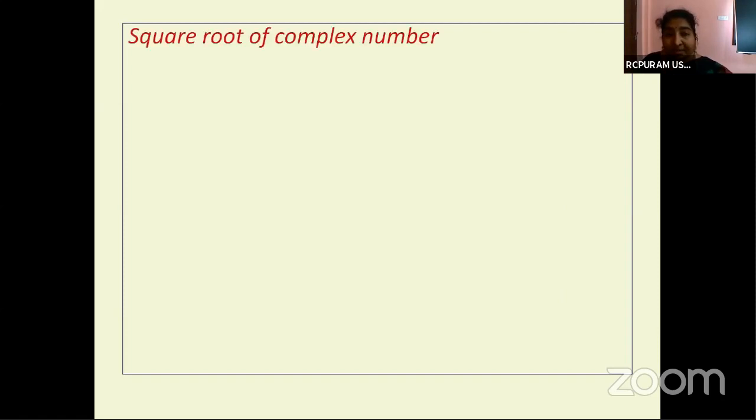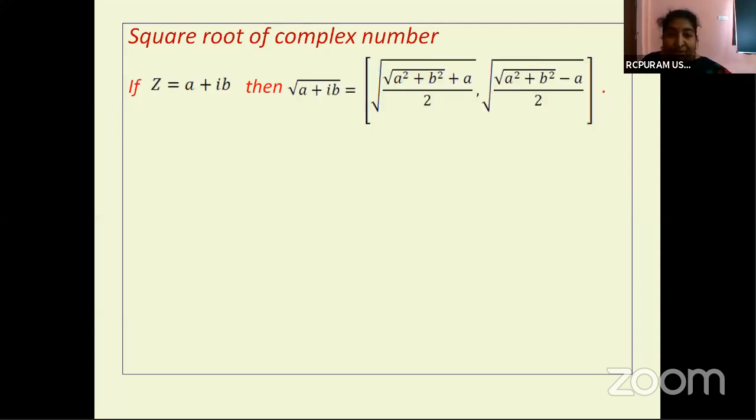Now the next concept we are discussing is square root of a complex number. Now if Z is equal to A plus IB, then square root of A plus IB, that means root of the complex number, is given by square root of (square root of A square plus B square plus A)/2, plus or minus I times square root of (square root of A square plus B square minus A)/2. Now that means for the real part you are getting a plus sign in between here.